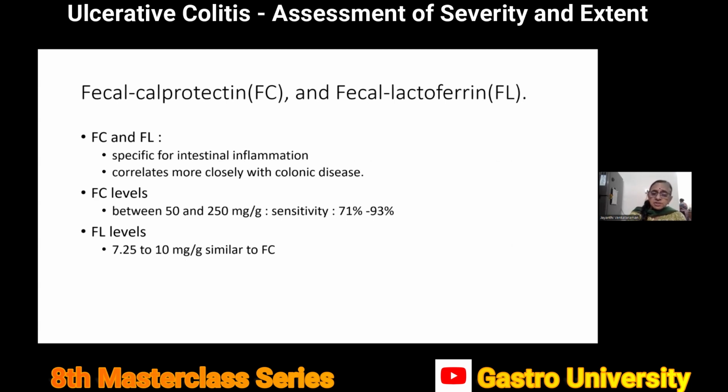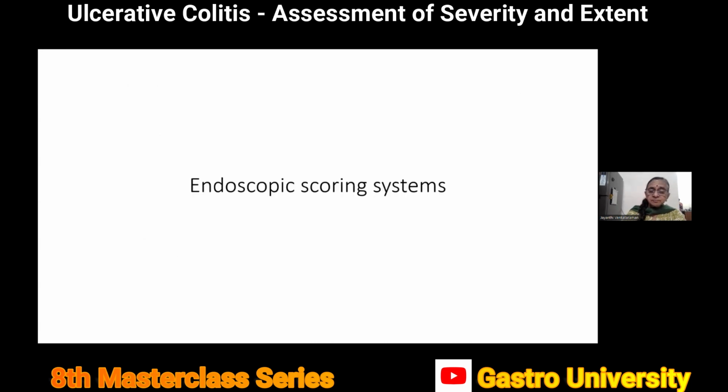And we have the values mentioned here, between 50 and 250 for fecal calprotectin, and fecal lactoferrin is 7.25 to 10 milligram per gram, which is almost similar to fecal calprotectin. This is what we do in our day-to-day practice. It is an expensive test, so we do that in patients who have a flare, and we're not quite convinced whether it is a flare due to IBD or it is otherwise an unknown cause for the flare.